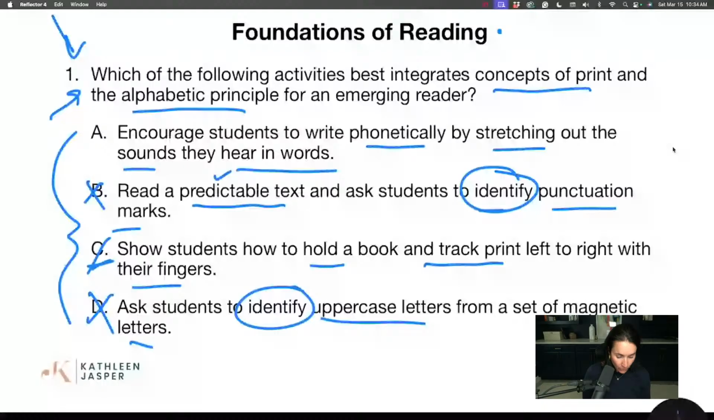But A is the only one that has both. You will see that on the exam where they ask you for two things and there's only one thing in all the other answer choices. That is how you want to do it.